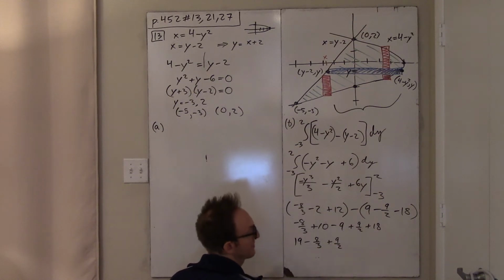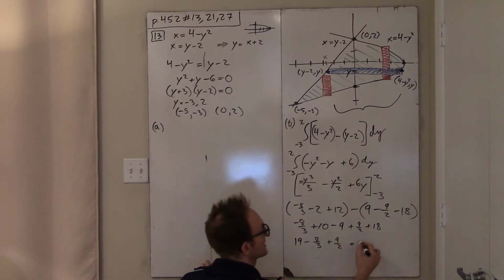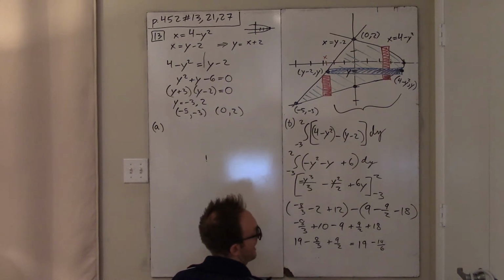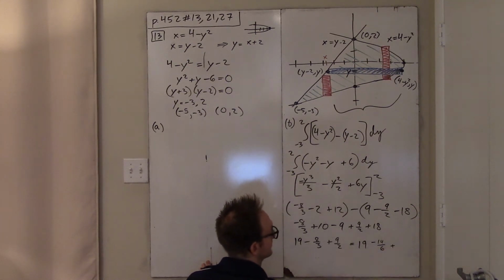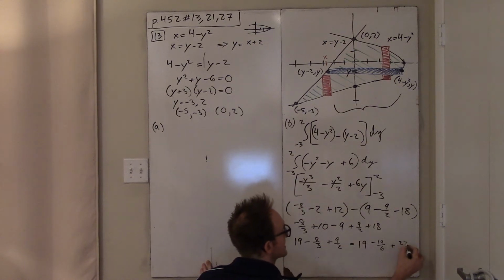This can't be right, but it might be. I guess I need this all in terms of sixths. So I'm just going to leave this 19 for a second. But this is minus 14 sixths, and this is plus, yikes, plus 27 sixths.